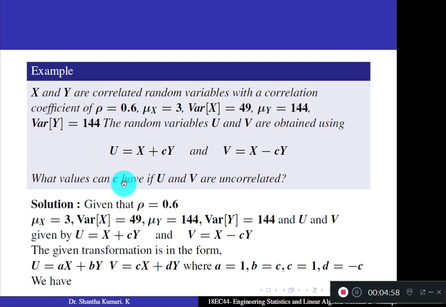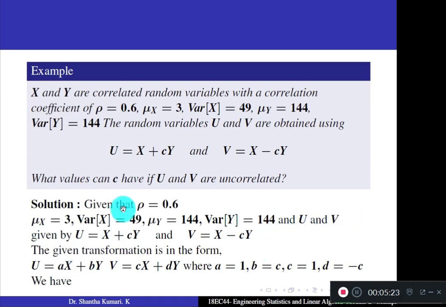The condition to find the value of c is given here: u and v are uncorrelated. When you say that 2 random variables are uncorrelated, their covariance is 0. Okay. So now start from the given terms first. Write all the given terms first. Rho is given, mu x, variance of x, mu y and variance of y are given.